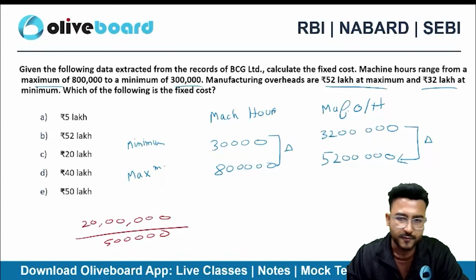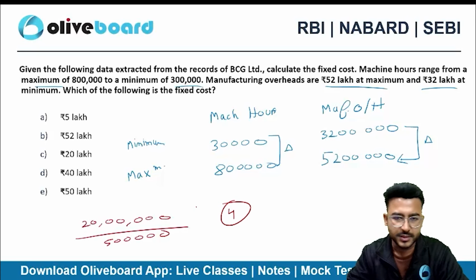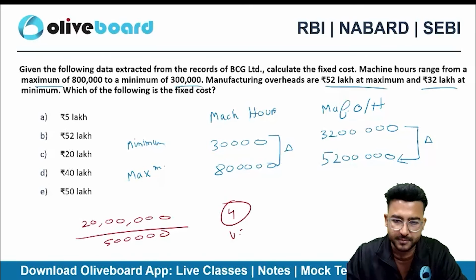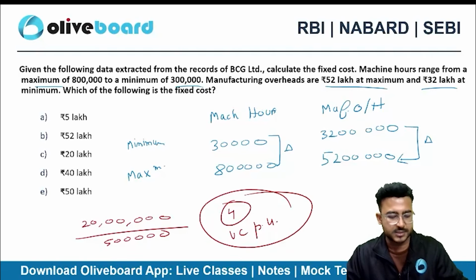This will be 4. This is variable cost per unit. Please do remember this is variable cost per unit.